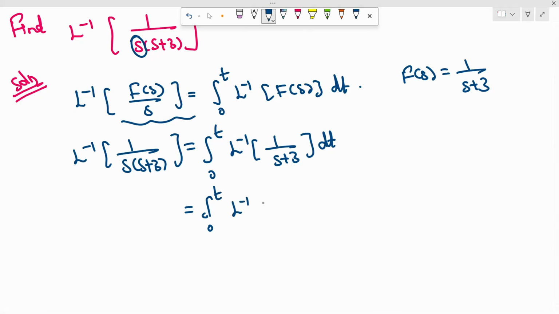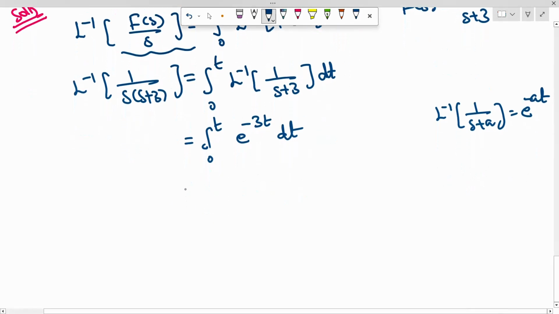L inverse of 1 by s plus 3 is e power minus 3t. We know that L inverse of 1 by s plus a is e power minus at. Here a is 3, dt. Now integrate with respect to t with the limit 0 to t.